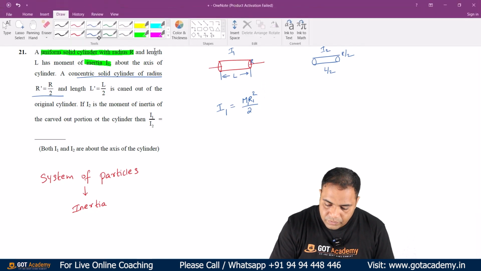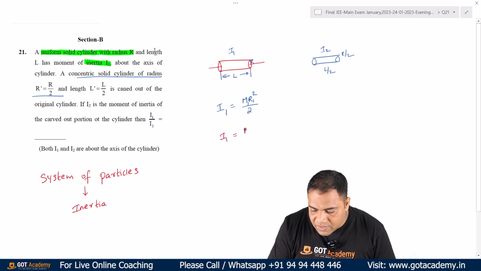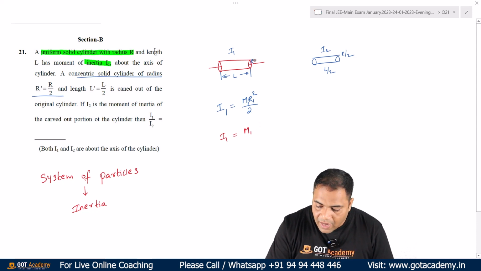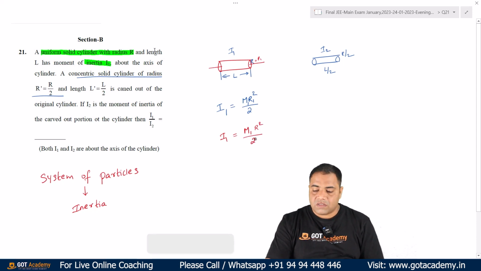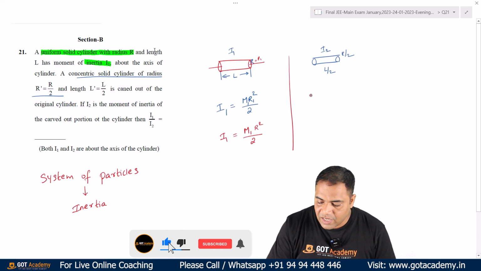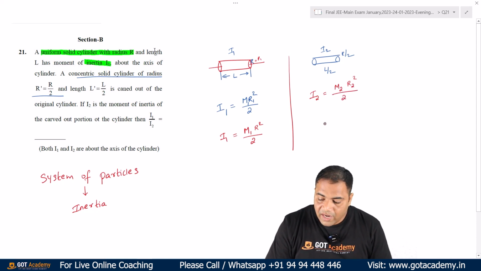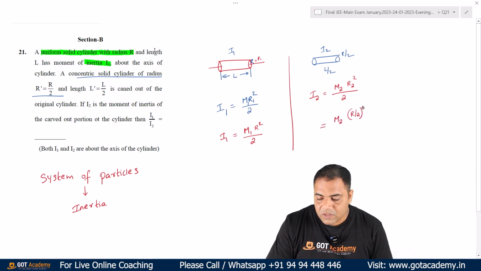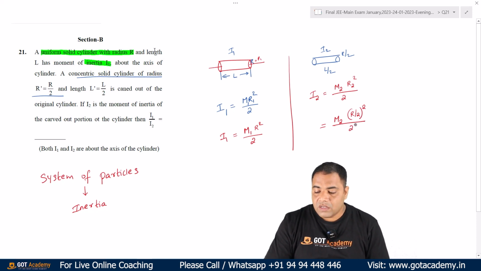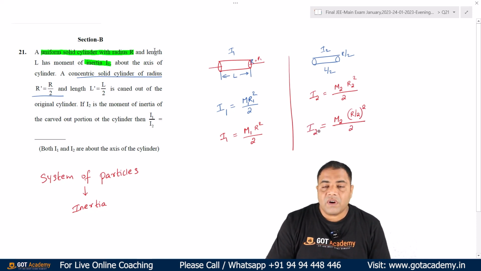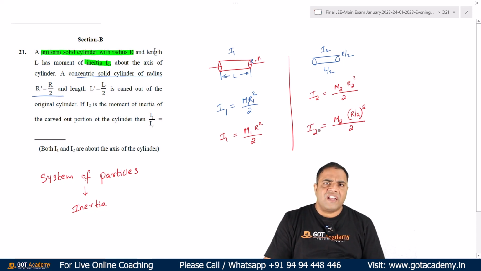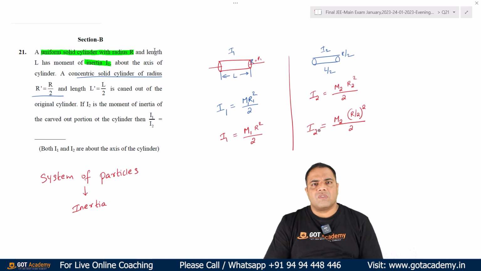Now, I1 is equal to m1 r1 square by 2, where r1 is equal to r, like this. Whereas coming to the next case, I2 is equal to m2 r2 square by 2. Okay. So, what I can do here is that in place of r2, r by 2 whole square by 2. Okay. So, this is I2. What about m1 and m2? That is our next question. He did not give any data regarding m1 and m2. So, what can I do?